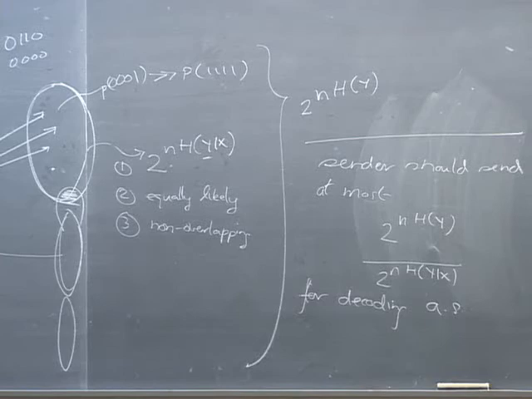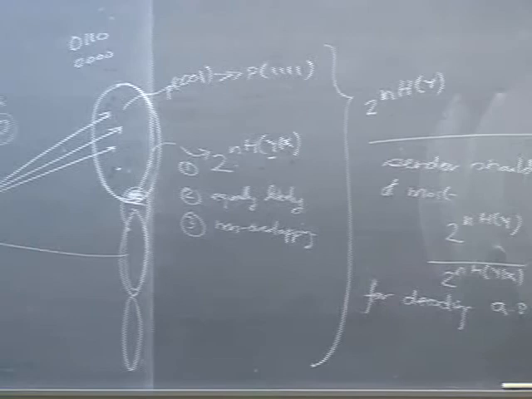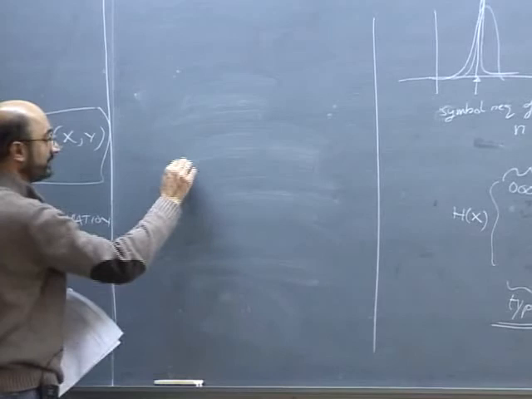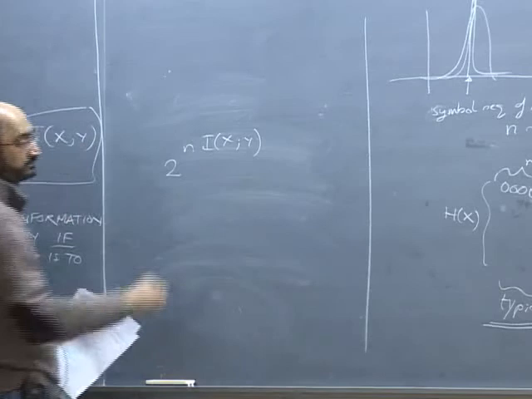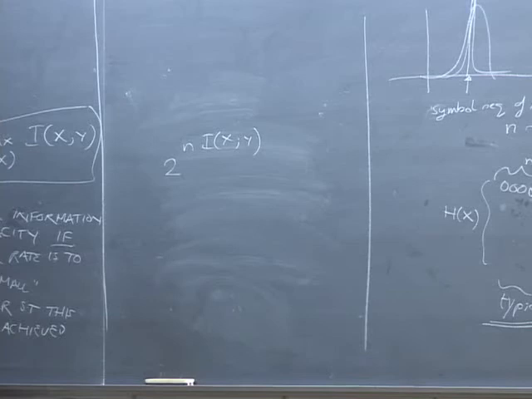So we're going from here to mapping. Okay, so once we get this, then basically we are almost home. All we need to do is take that ratio. That ratio is basically nothing more than 2 to the n I(X;Y), because H(Y) minus H(Y|X) is the same as the mutual information. And this is because of n symbols.